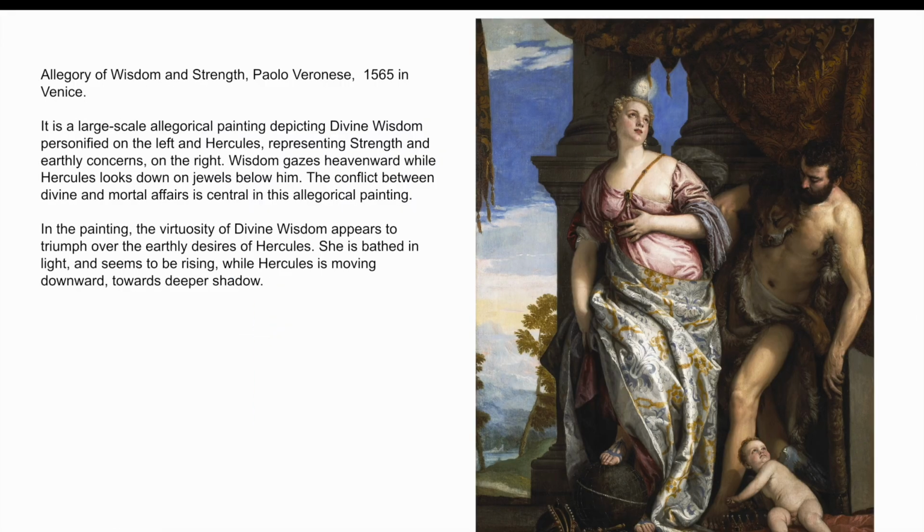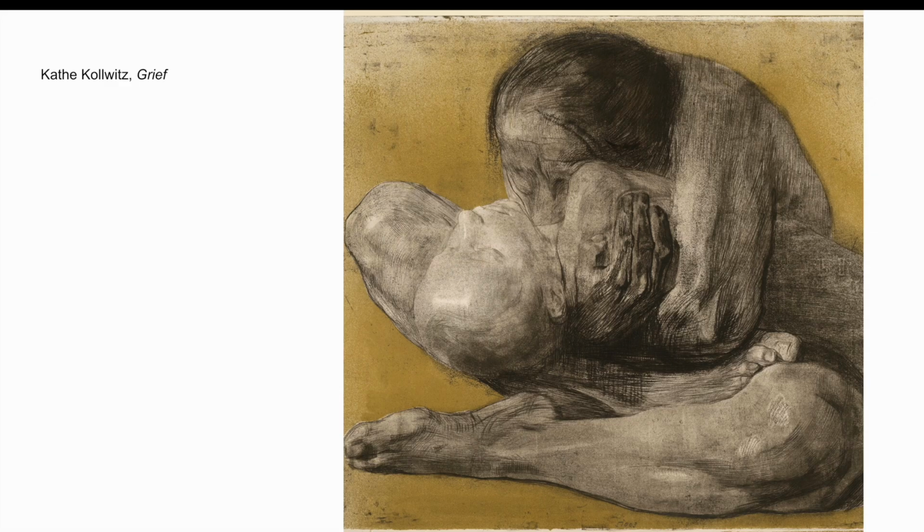Veronese, Allegory of Wisdom and Strength. Right, I'm going to guess which one is wisdom here. She's got a little tiny moon sun with a face over her head. All right, moving on. This is Kathy Kollwitz.